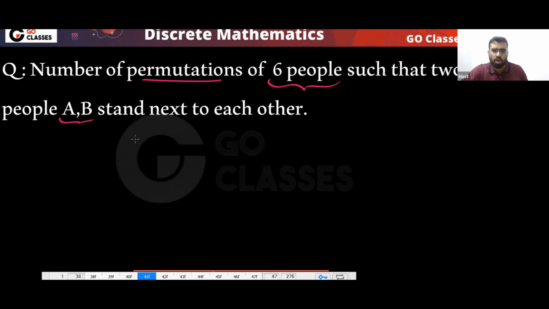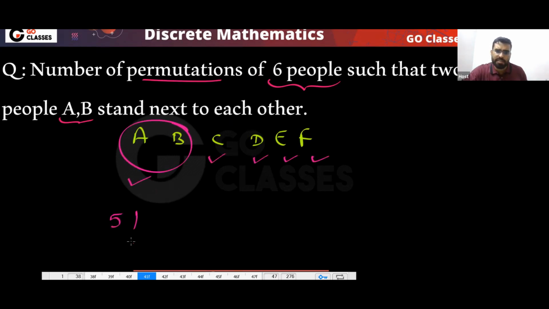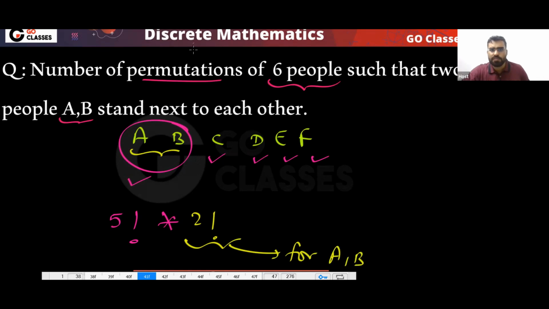So 2 people, A comma B, and a total of 6 people: A, B, C, D, E, F. They must stand next to each other, so put them in a box. 5 people can arrange in 5 factorial ways. But remember, these 2 people can arrange in 2 factorial ways. This 2 factorial is for A comma B.